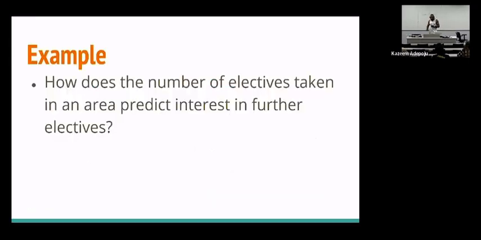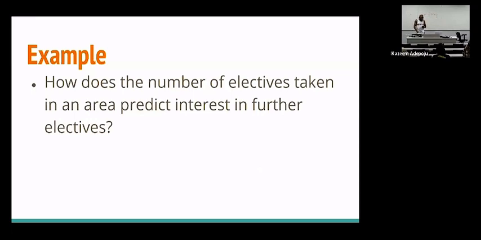Now, I want us to go into an example. We want to fit a polynomial regression model. Now, take a look at this example. Very interesting one. I know you guys are familiar with this. How does the number of electives taken in an area predict interest in further electives? Let's say, for instance, you are not in statistics. Okay, maybe you are majoring in another course, but you are taking an elective in statistics.